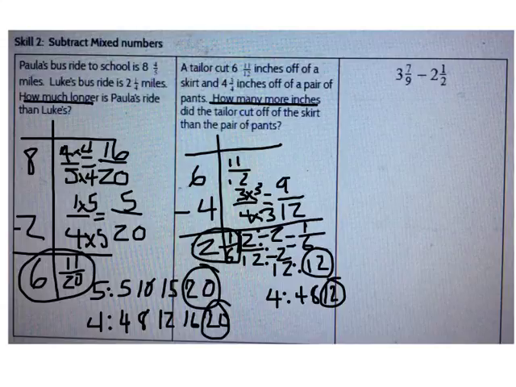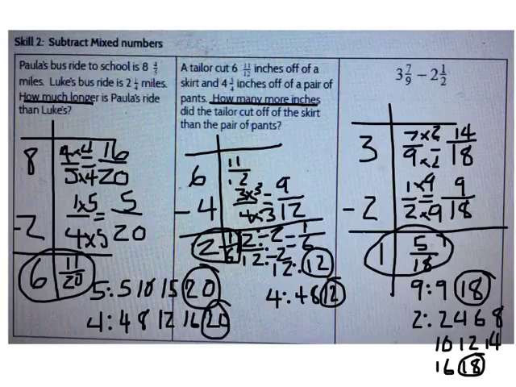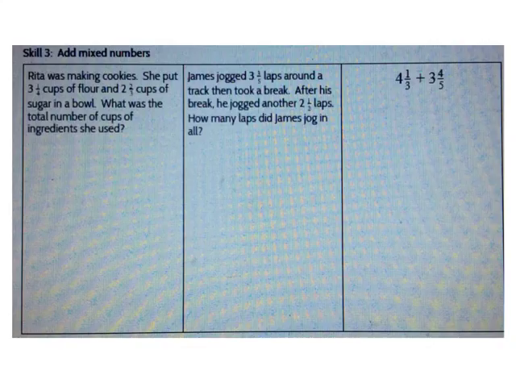Now let's try another problem. What's 3 7/9 minus 2 1/2? Well, go ahead and solve that problem now. The correct answer is 1 5/18. The least common denominator is 18. 7 times 2 is 14. 1 times 9 is 9. When I subtract 14/18 minus 9/18, I get 5/18. 3 minus 2 is 1.